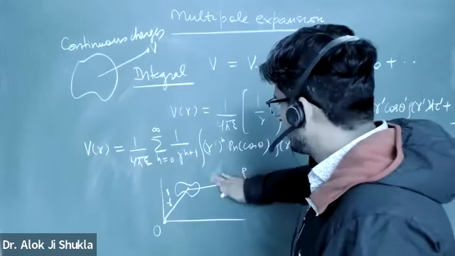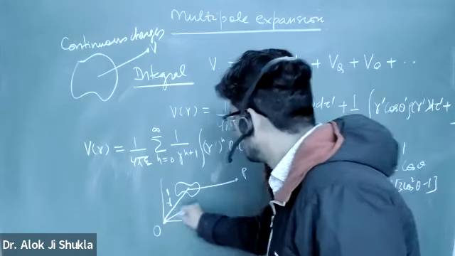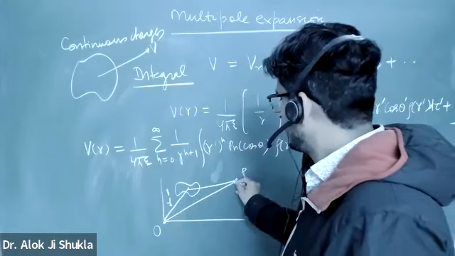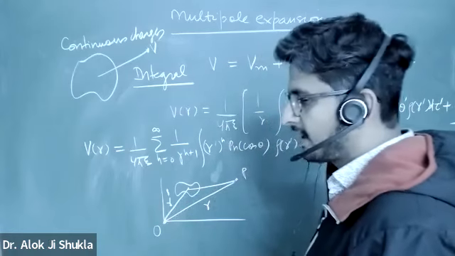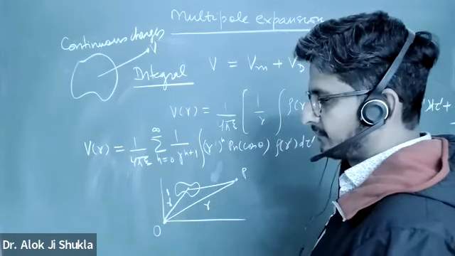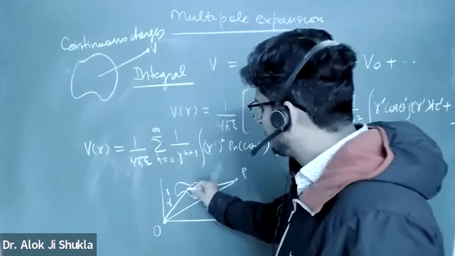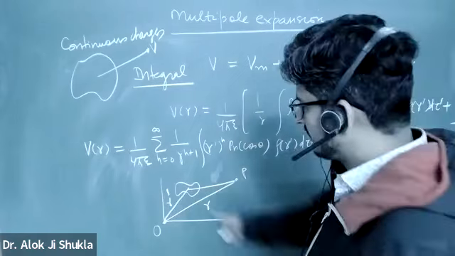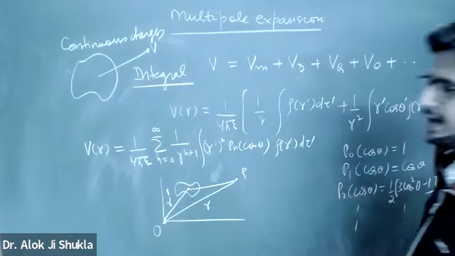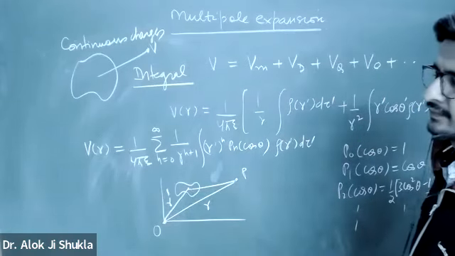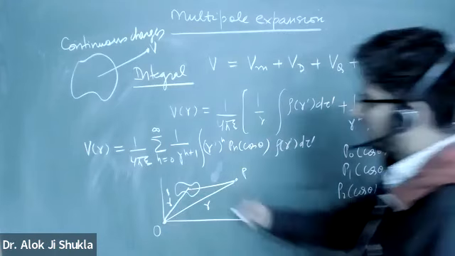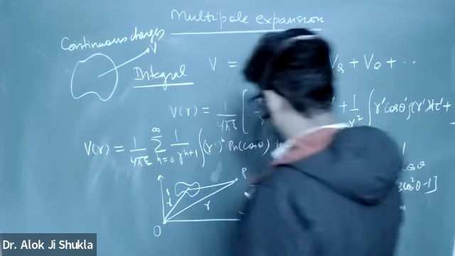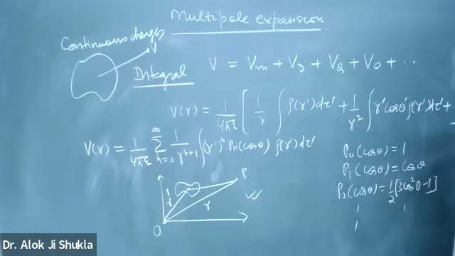And this point is at some distance r. Okay? So if this shifts to origin, अगर ये charge origin पे रखा हुआ है, then r dash and r will be same. Otherwise, they will be different. So note down, this is very important concept. Everybody understand this?